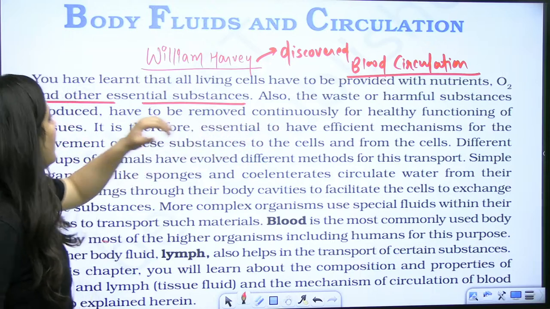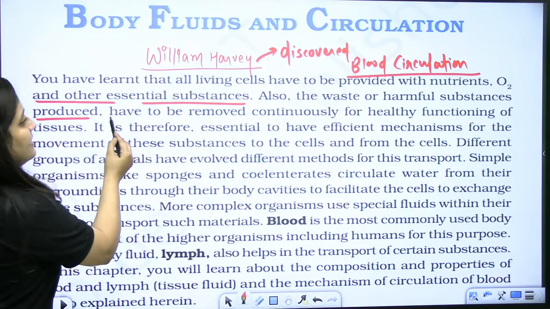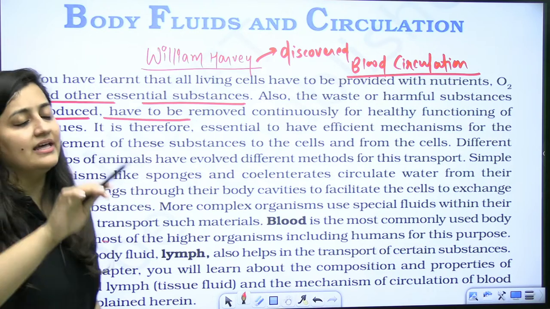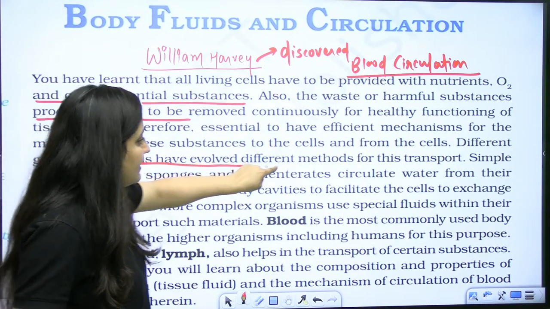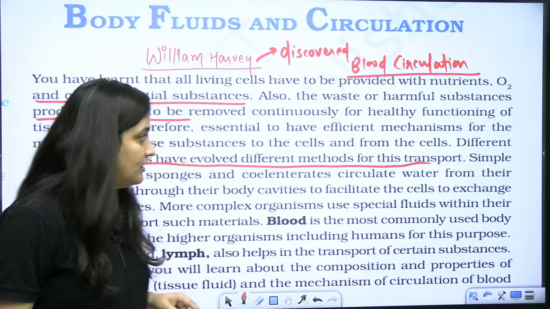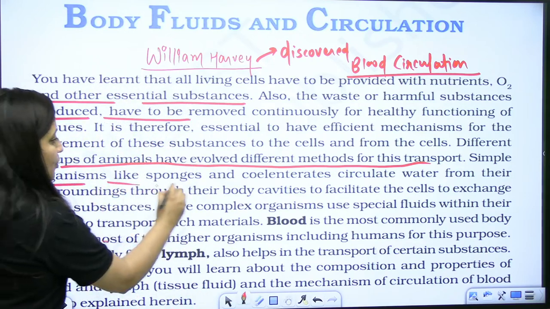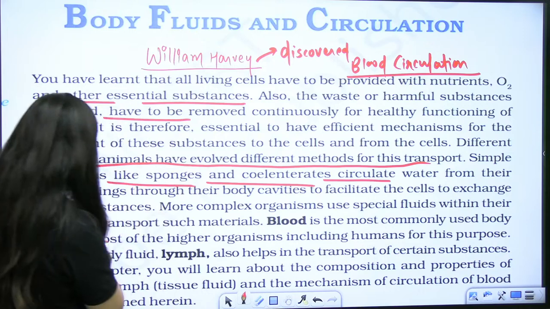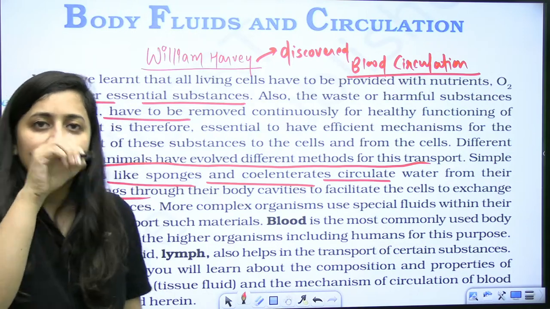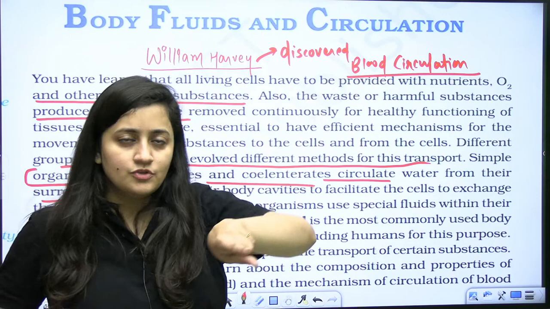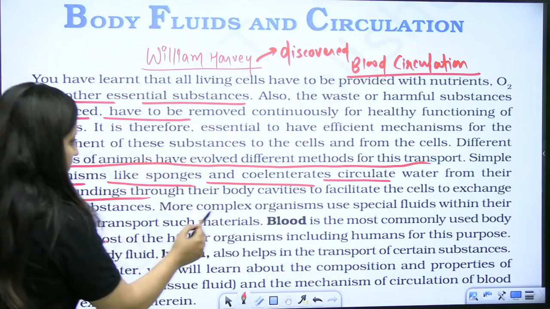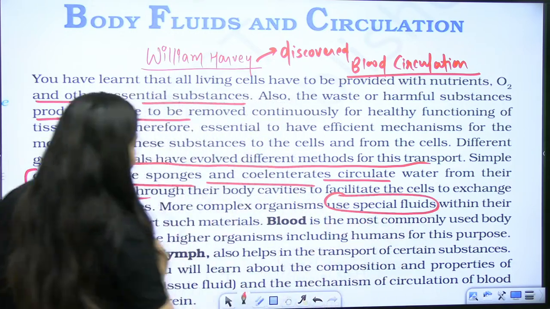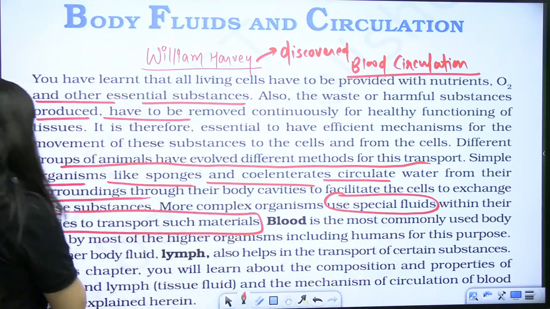Also, the waste or harmful substances produced, as I said, have to be removed continuously for the healthy functioning of the body. That's why the circulation is required, isn't it, bachche? So different groups of animals have evolved different methods for this transport. Simple organisms like sponges and coelenterates just circulate water. Water from the surrounding will come into their body cavities and go out. Clear, bachche?